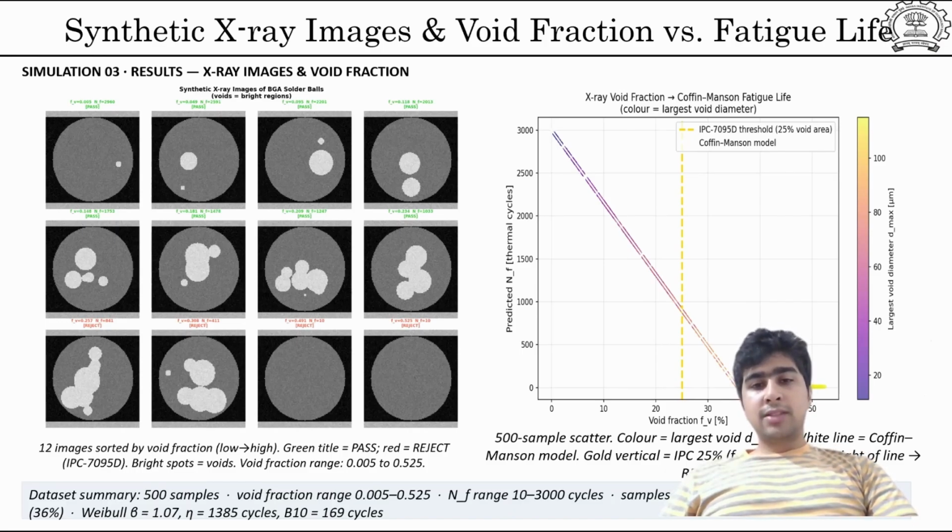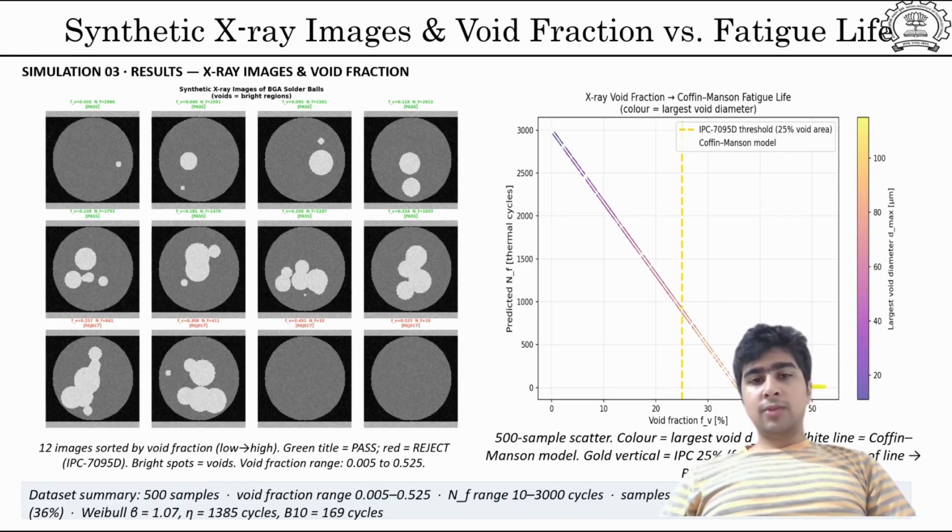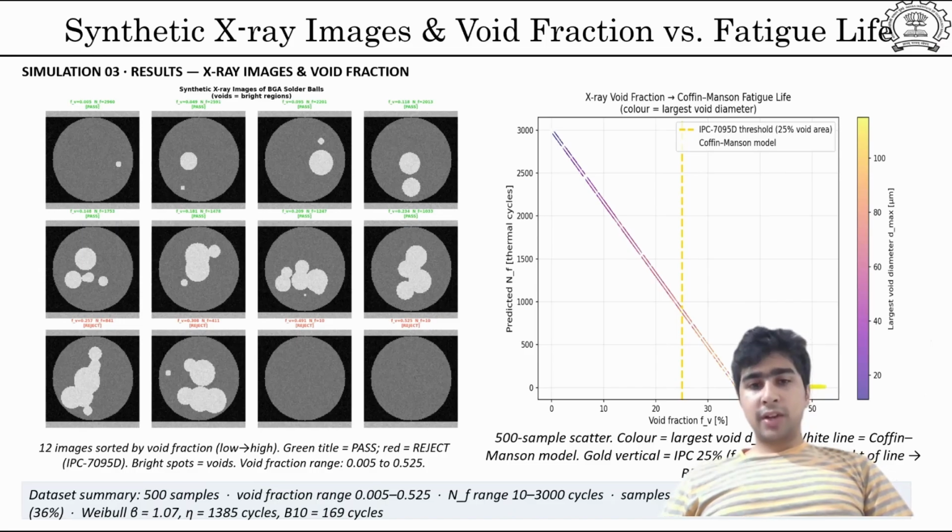On the right side, we have a scatter plot of all the 500 samples with void fraction on the x-axis and predicted NF on the y-axis. The gold vertical line is the IPC 25% threshold. Everything on the right is rejected. The key observation is that samples just left of the threshold still show low predicted lives because they contain one large dominant void, even though total void fraction is under 25%, which motivates the Dmax plot, which we will explain on the next slide.